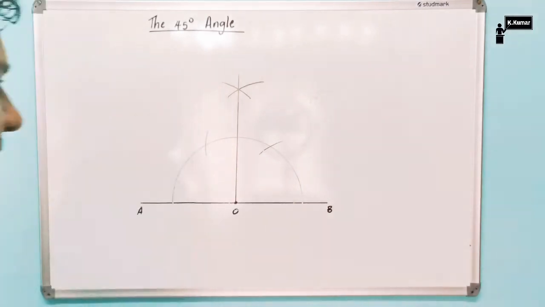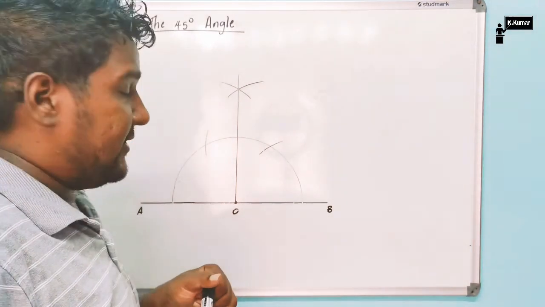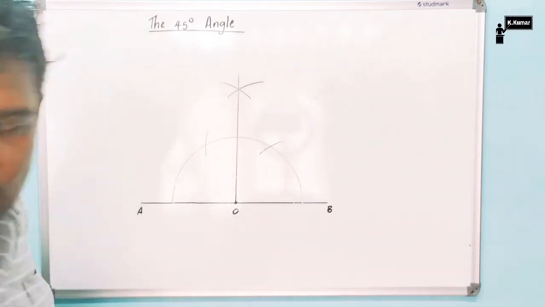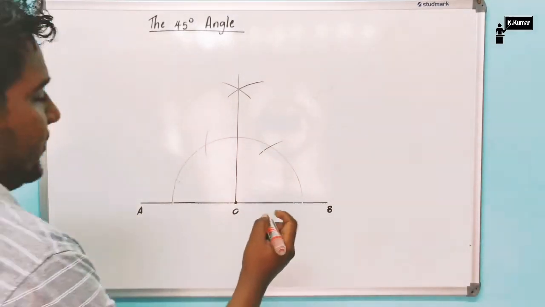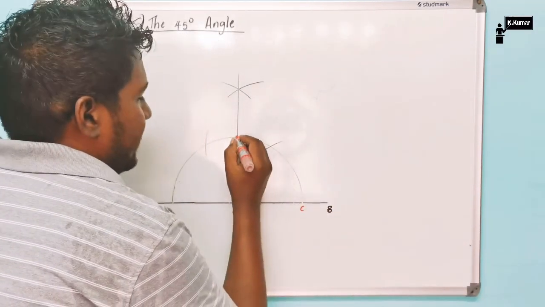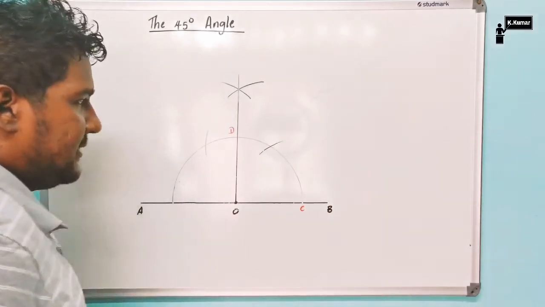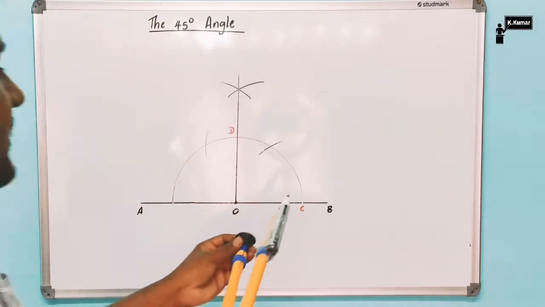So that's the 90-degree angle. Now, to get the 45, we have to bisect the 90-degree angle. And in order to bisect the 90-degree angle, we're going to use these 2 points. Let me call this C, and let me call this D.